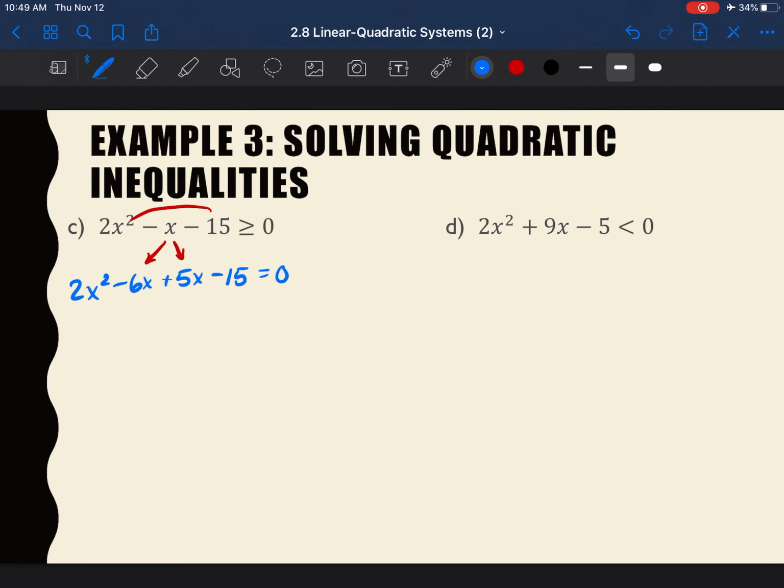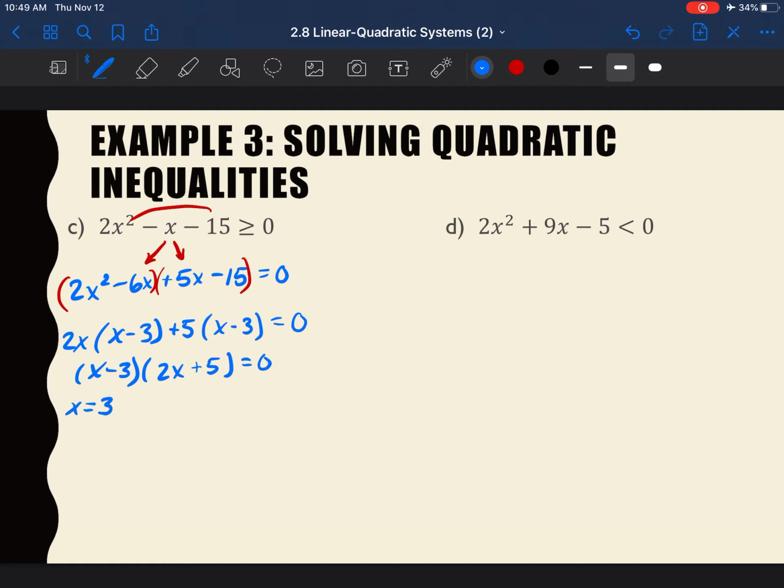Okay, so equals 0. Now it's 4 terms. Now we do factor by grouping. So I will do that. Factor out a 2x on the first one. Divide and I have x minus 3. On the second one, factor out a positive 5. Divide and I get x minus 3. So it looks like I can take out the x minus 3 from both of those because they both have it in common. I'm left with 2x plus 5 equals 0. So it looks like one of them is x equals positive 3 and the other one is x equals negative 5 halves.